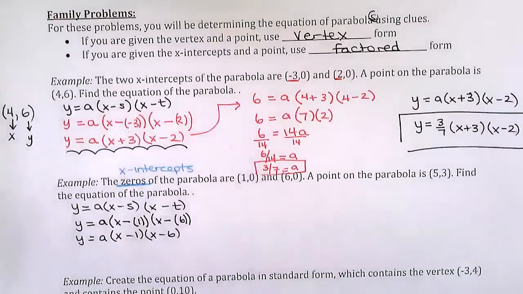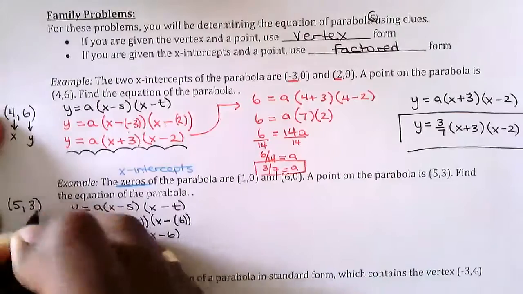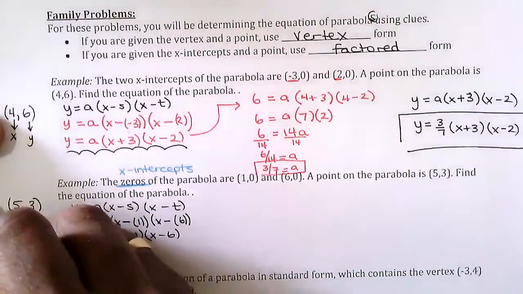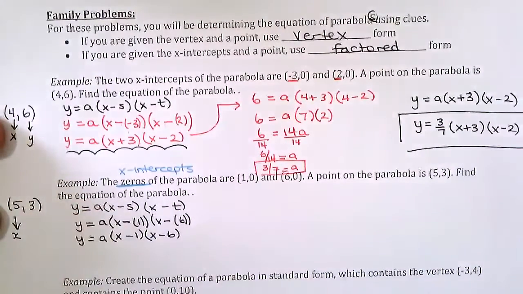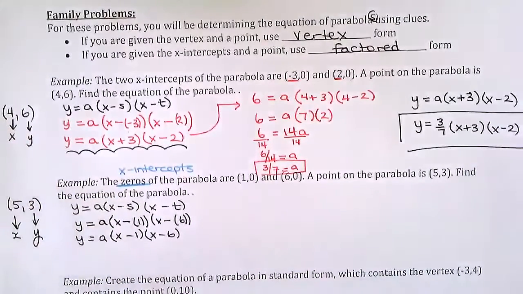This is the family of equations with x-intercepts at (1, 0) and (6, 0). Now we want to find our specific member, so we need a point on the parabola. The point that they gave us was (5, 3). Again, the 5 represents our x value, and the 3 represents our y value. So we can plug this information into our equation.